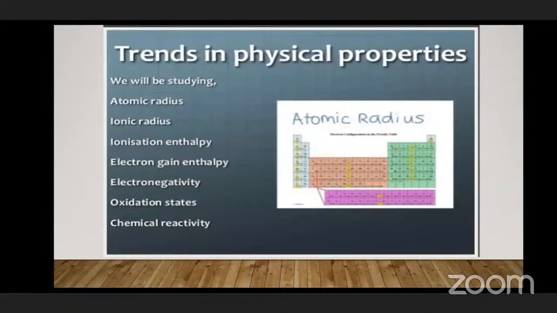We have discussed that. Now, the physical properties of the elements, how they vary in the periodic table. What are the properties we are going to discuss in this periodic classification lesson? First is atomic radius. Ionic radius, ionization enthalpy, electron gain enthalpy, electronegativity, oxidation states, as well as chemical reactivity we will discuss.